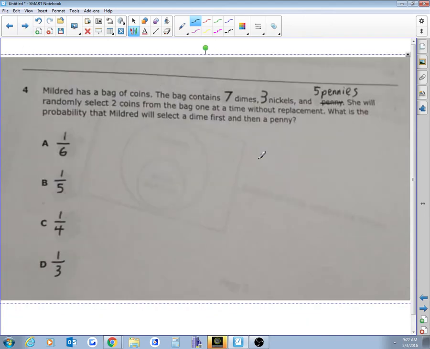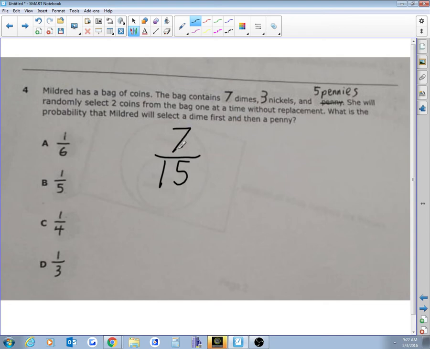Number 4, so we've got 15 coins to start off with. Of those 15 coins, we're looking for the probability of getting a dime first. Well, the chance of getting a dime is 7 out of 15. There are 7 dimes out of 15 total coins. We cannot simplify that. He's not replacing, so we now have 14 coins. Of those 14 coins, 5 are pennies. Okay, we're looking for compound probability, so we're going to multiply, but before we multiply, we can cross simplify this.